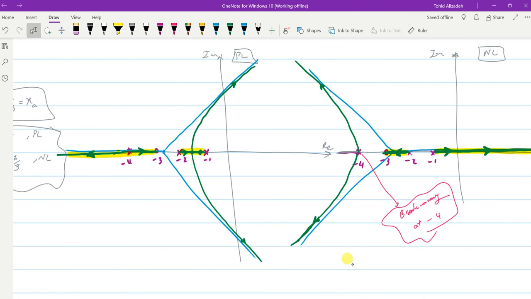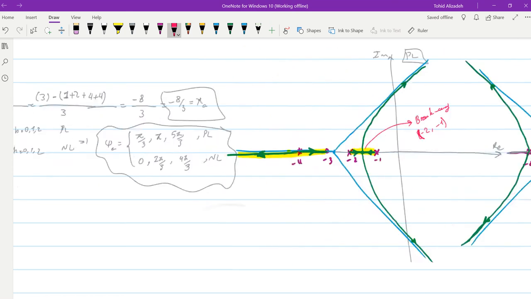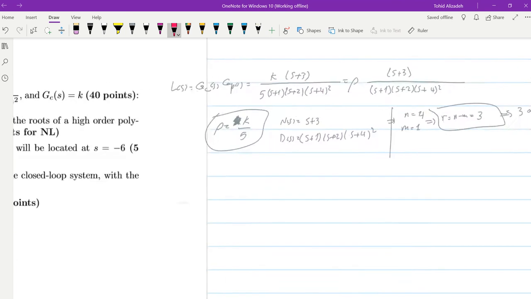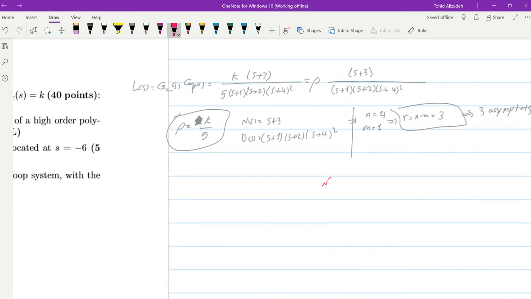For the positive locus we will have a breakaway point between minus 1 and minus 2. So it might be minus 1.5 or somewhere around there. If you want to find out the exact value for the break-in or breakaway points, we would need to solve n prime d minus n d prime equal to 0.